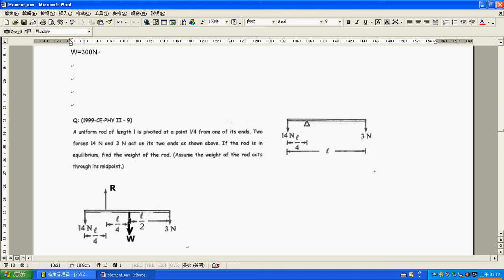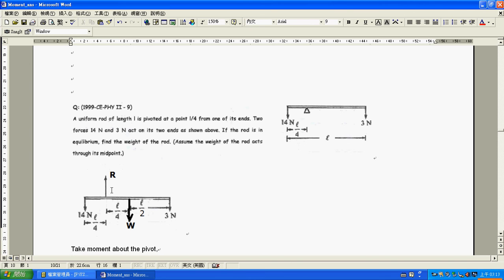So it's got a length of L over 2 from the right end, and also a length of L over 2 from the left end. So the distance between the pivot and the weight is L over 2 minus L over 4, which is also L over 4. And here, the pivot reaction, I call it R. Now, with that, we can move on.